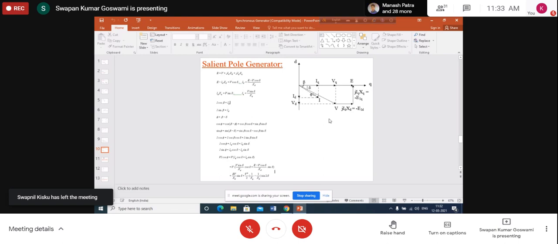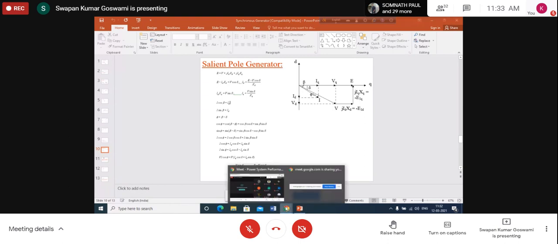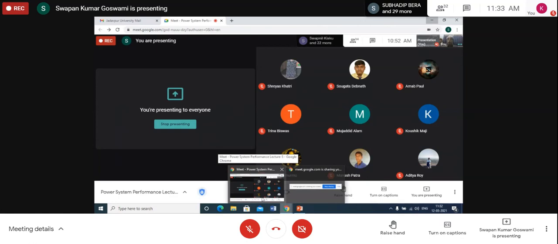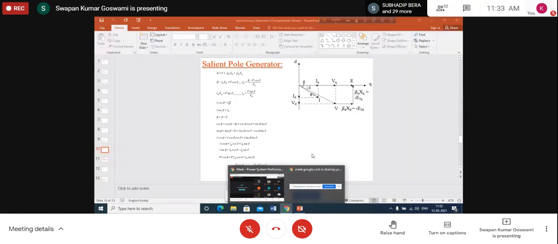L by mu 0 mu r into A. That is reluctance. Okay. So you see that here, in case of salient pole type synchronous machine, the reluctance will not be uniform. In case of cylindrical rotor type, since the air gap was same, reluctance also was same. In case of salient pole type machines, in case of projected pole type machines, the air gap is non-uniform.